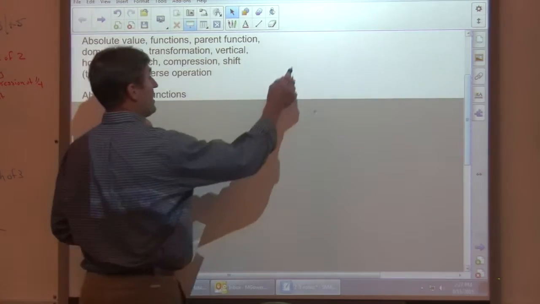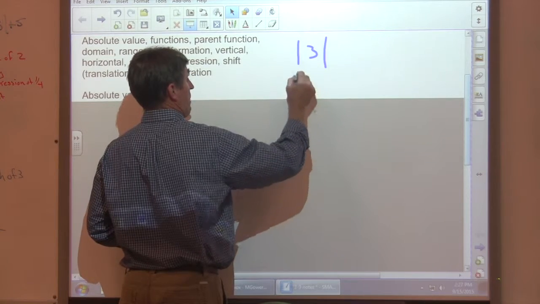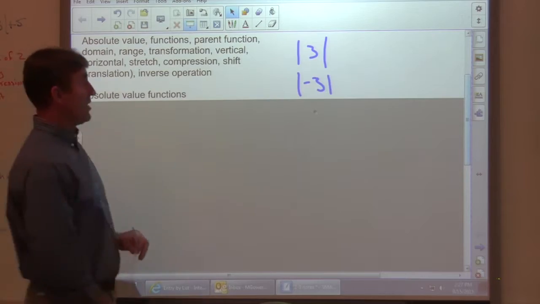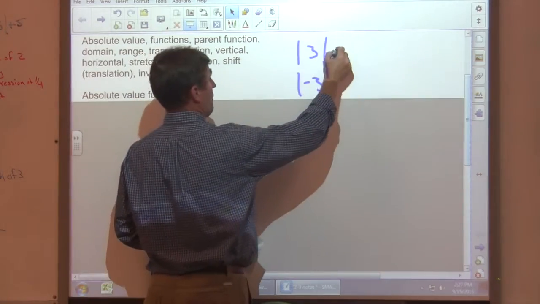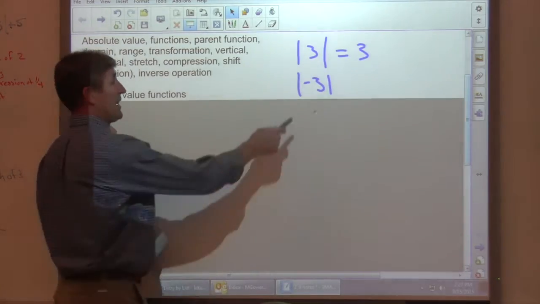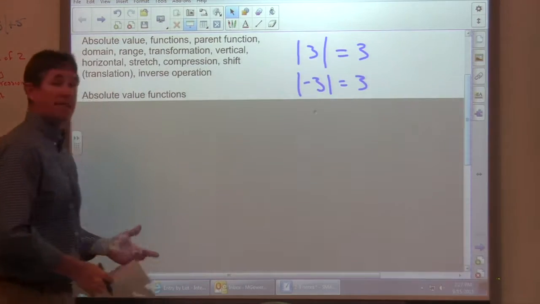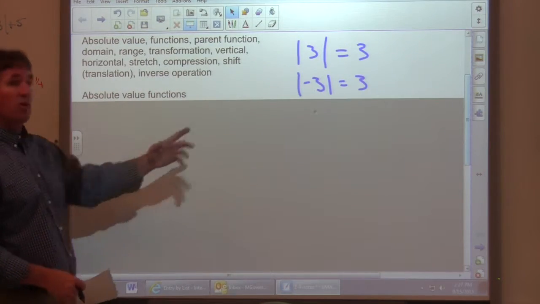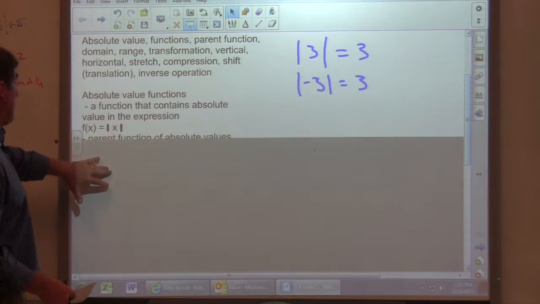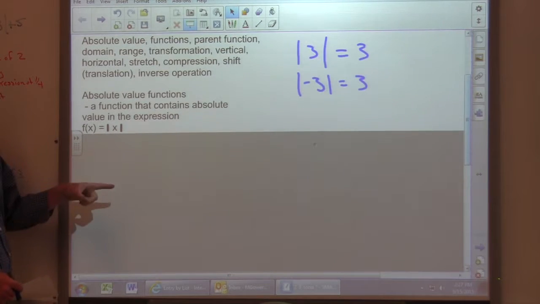Absolute value, remember, is the distance from 0. So the absolute value of 3 is 3 because 3 is 3 units from 0. And the absolute value of negative 3 is also 3 because its distance from 0 is 3. So those are terms you should know already. But an absolute value function is a function that contains absolute value in the expression.